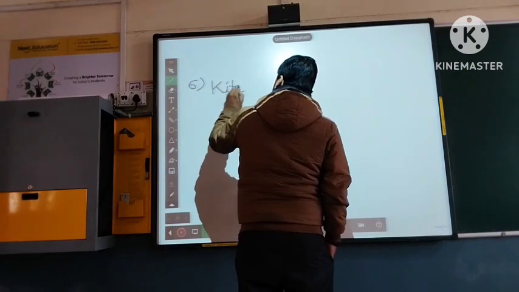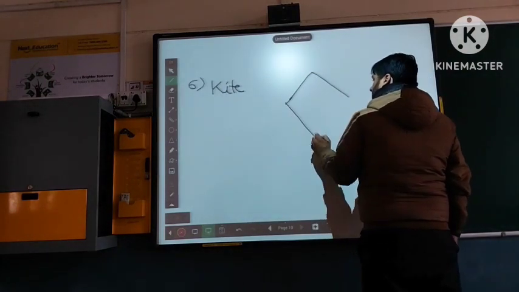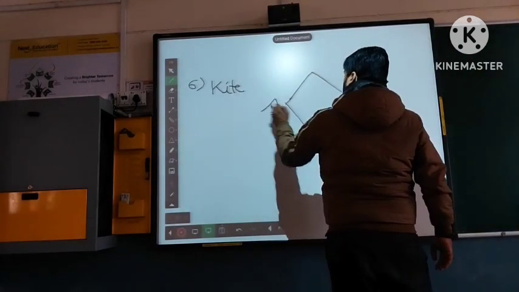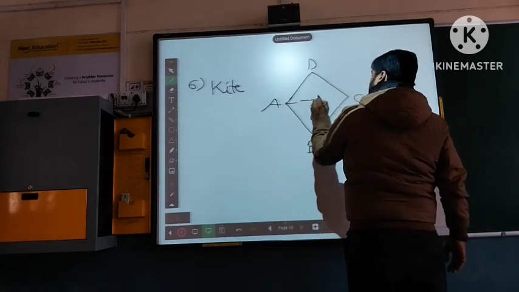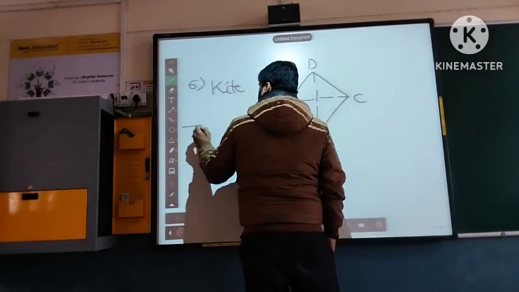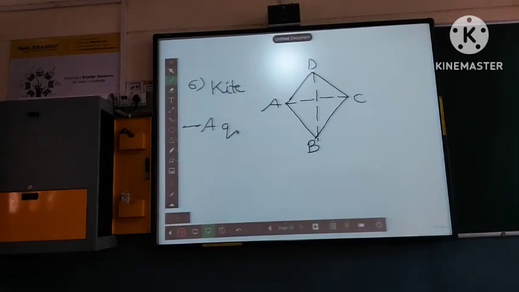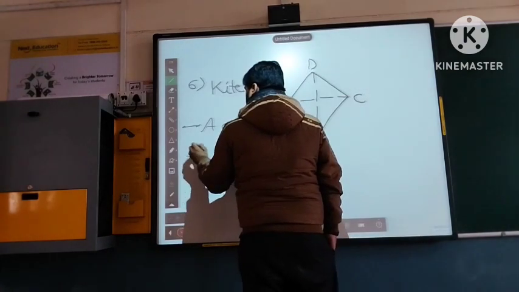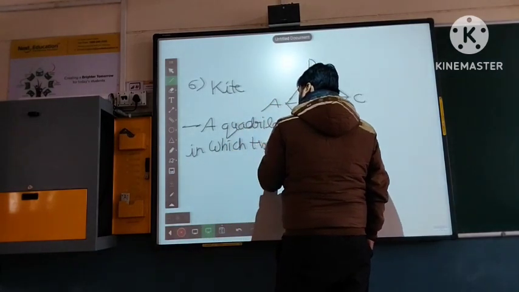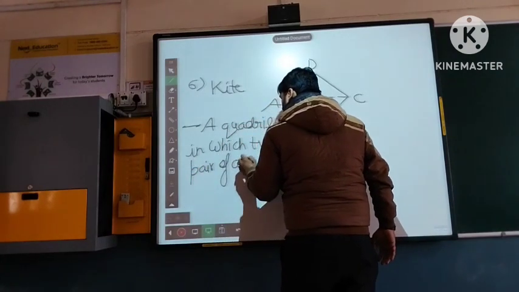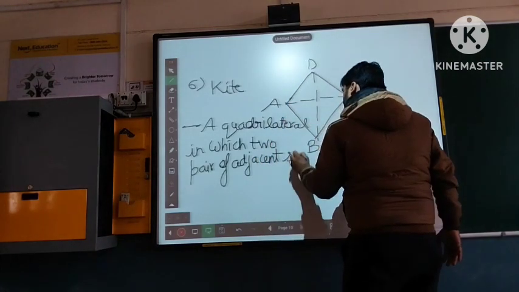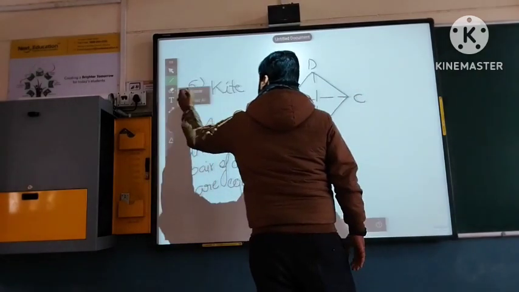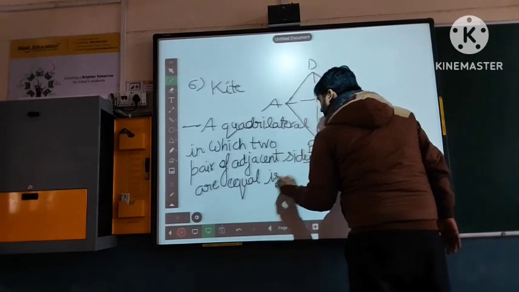Last is the kite. The shape you remember. These days you might be flying one also. A kite is also a type of quadrilateral only. A, B, C, D. This AC is one diagonal. BD is one diagonal. How to say a kite? A quadrilateral in which two pairs of adjacent sides are equal is called a kite.